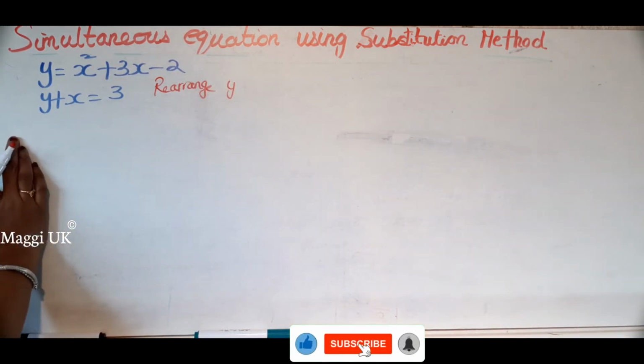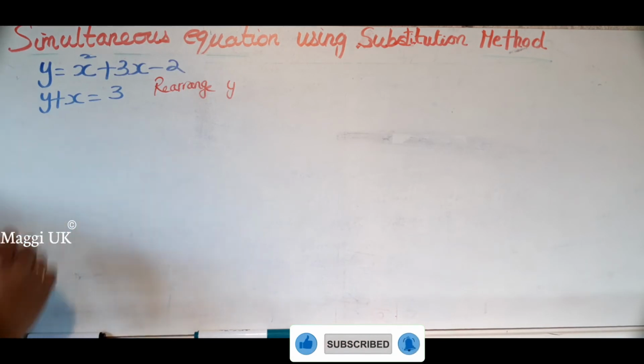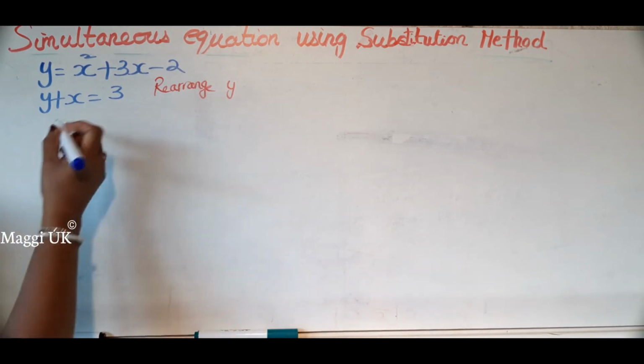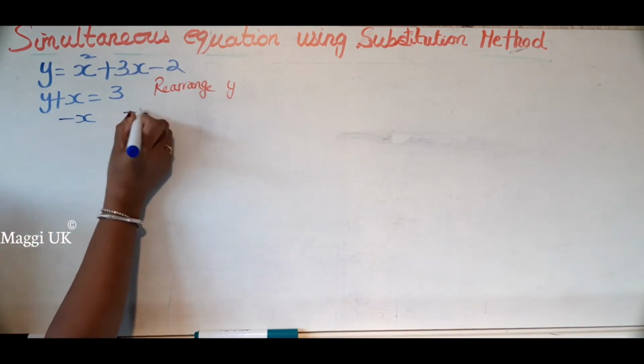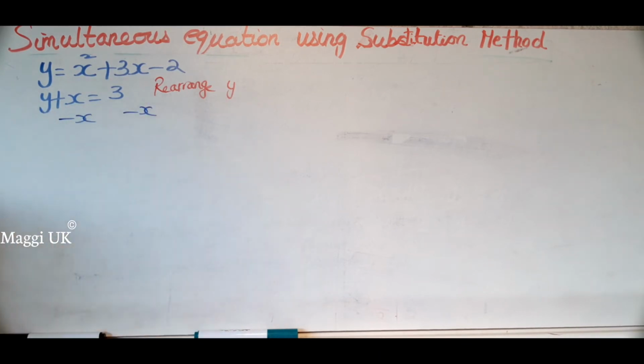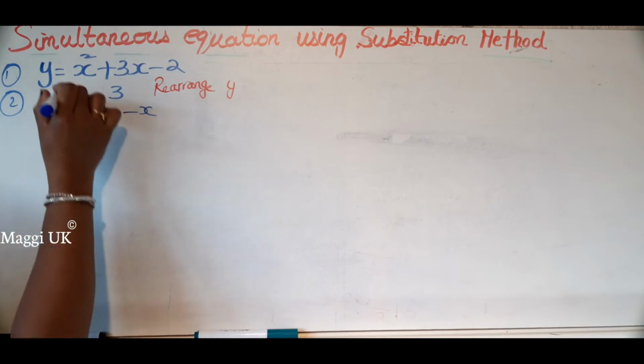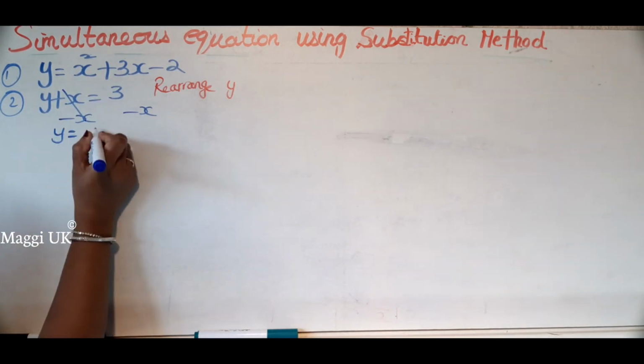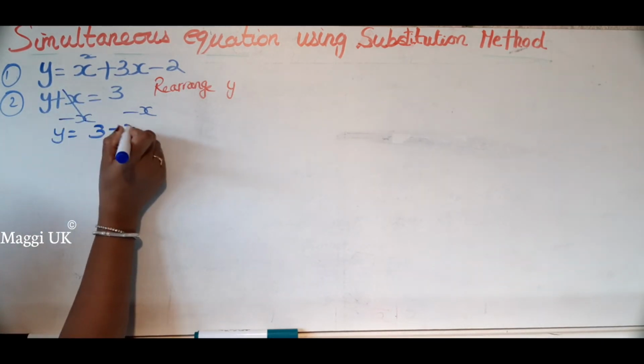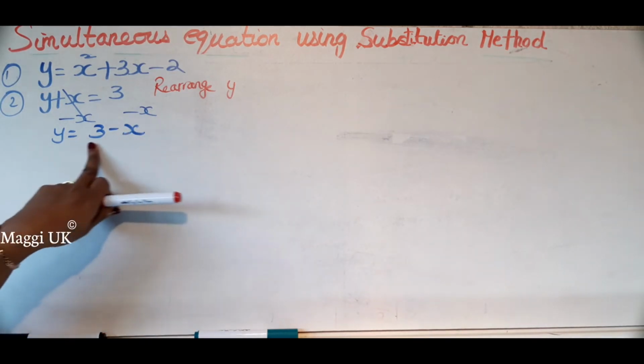So what we are going to do? You have to do minus x to both sides. Minus x, so it'll be y. Let me write down first: this is equation 1, equation 2. So that means y equals 3 minus x. Okay, so now you got the y value.